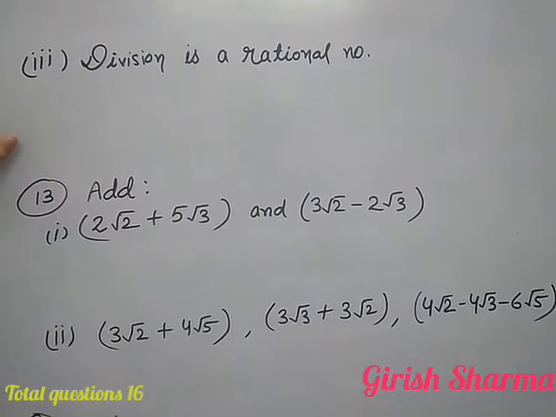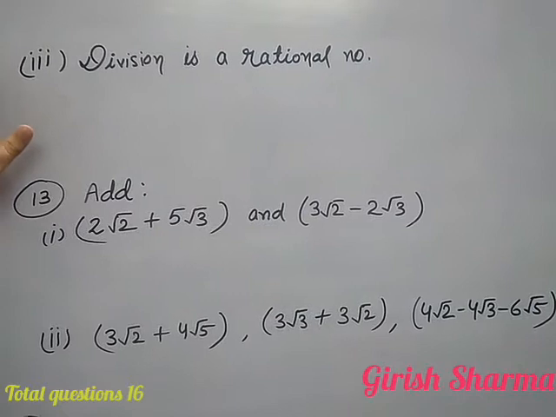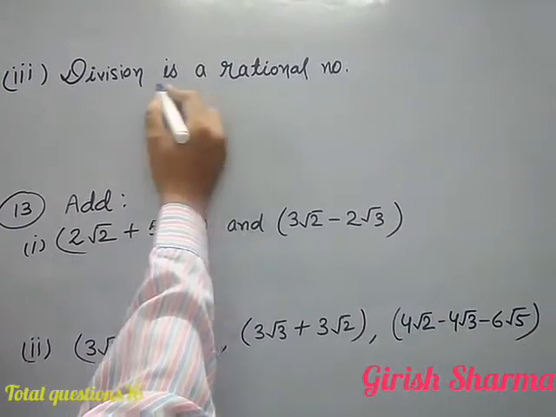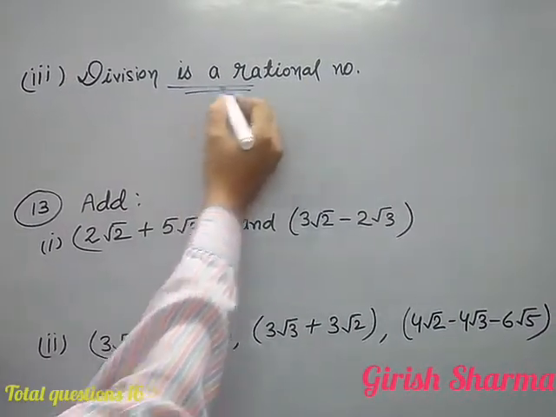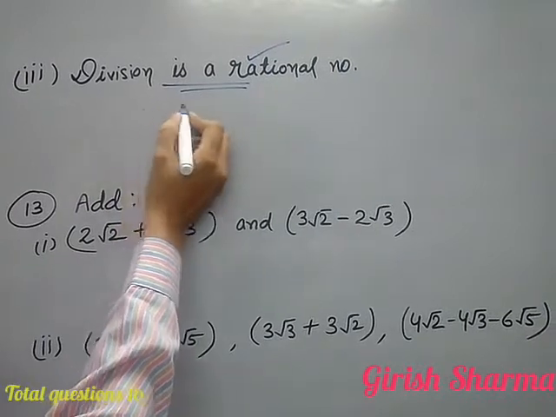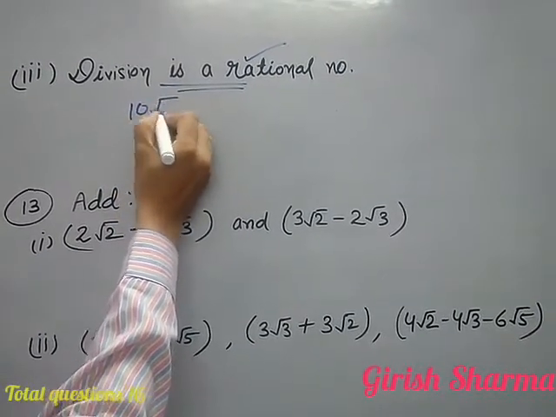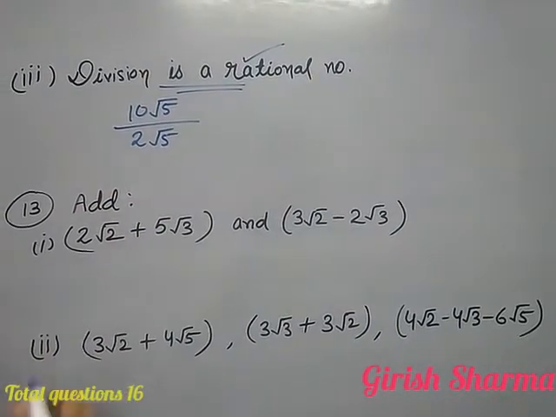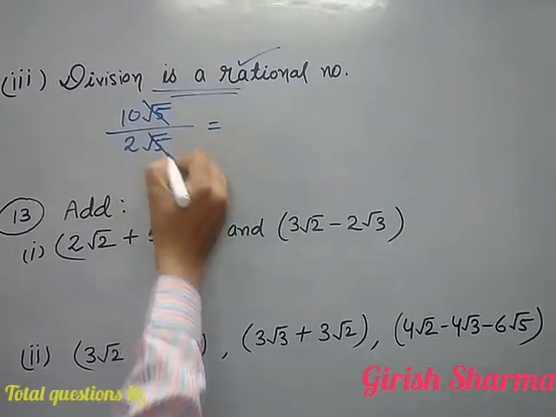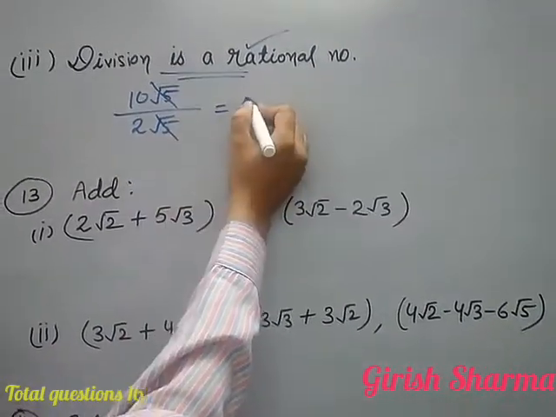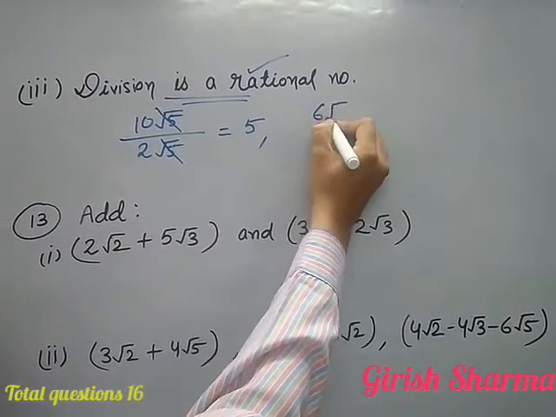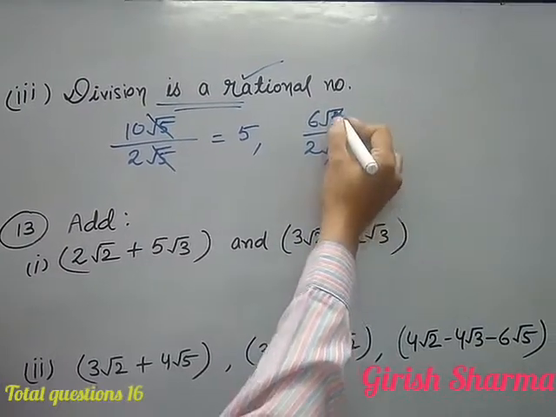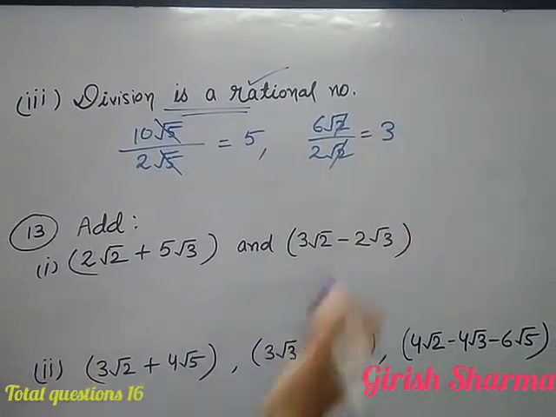Now the third part is you have to find out the division of two irrational numbers. The division is a rational number when you have given two irrational numbers. Like 10 root 5 divided by 2 root 5. I am taking these two numbers. Then this will be 10 upon 2, which is 5. One more is 6 root 2 upon 2 root 2. The root 2 cancels, and 6 upon 2 is 3.